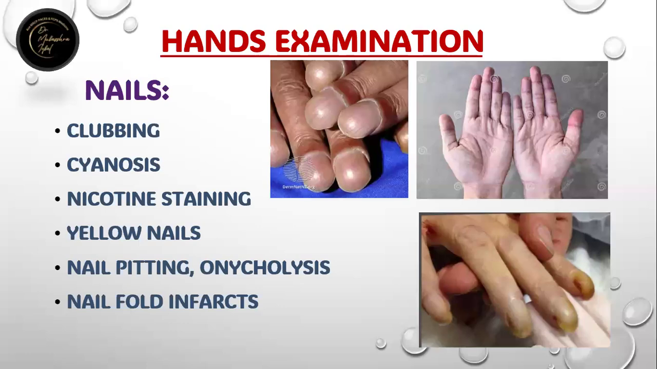Just by observation, you will comment on the clubbing, or you will ask the patient to approximate his two fingers just to confirm. No need to use card method. After that, you will look for any evidence of peripheral cyanosis, nicotine staining, yellow nails, or findings of psoriasis nails in the form of nail pitting, onycholysis, and transverse ridges. You can also look for nail fold infarcts, which might be present in a case of rheumatology.